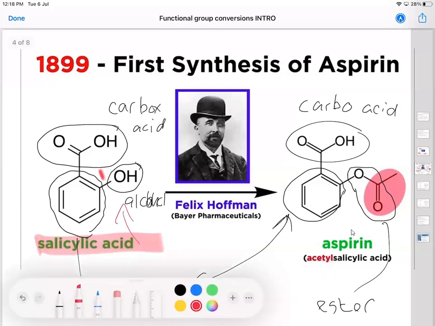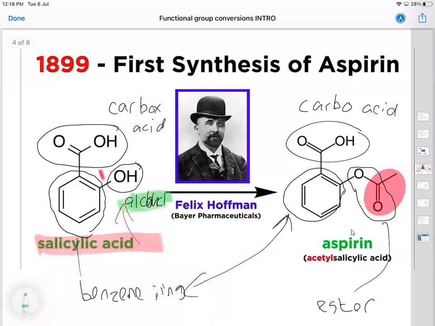So if we highlight that, let's do that in green. We've taken the alcohol and we've turned it into an ester, and everything else stays the same. I still have the same benzene ring and I still have the carboxylic acid group hanging around the back there. Cool. Everyone happy with that?